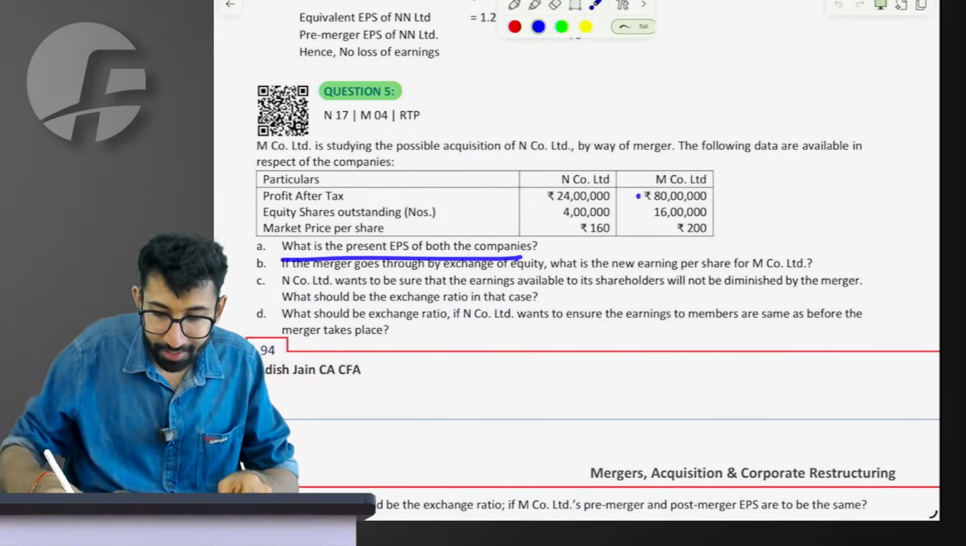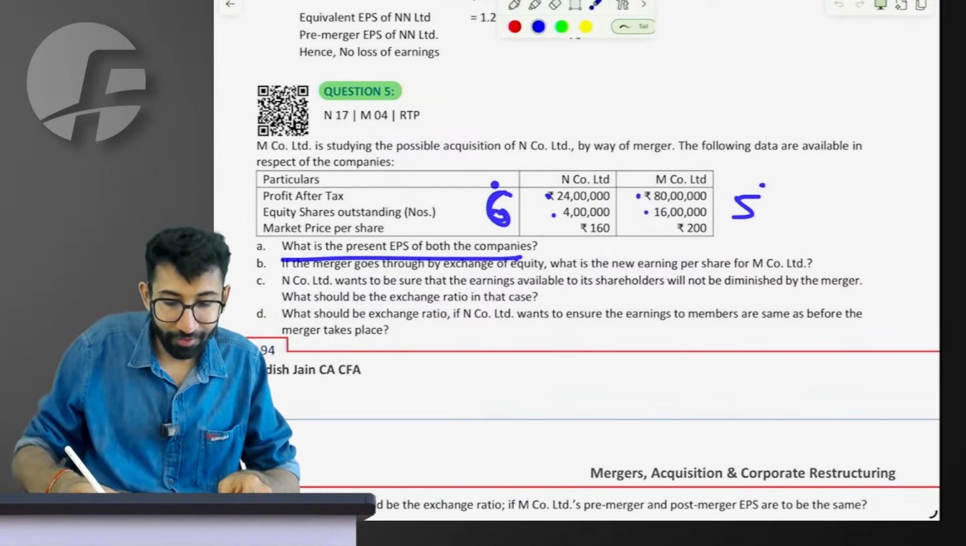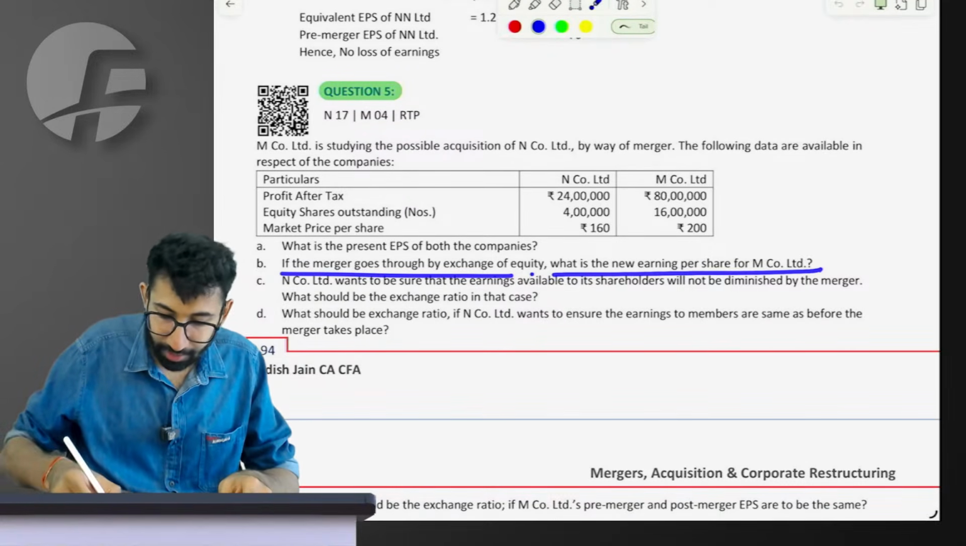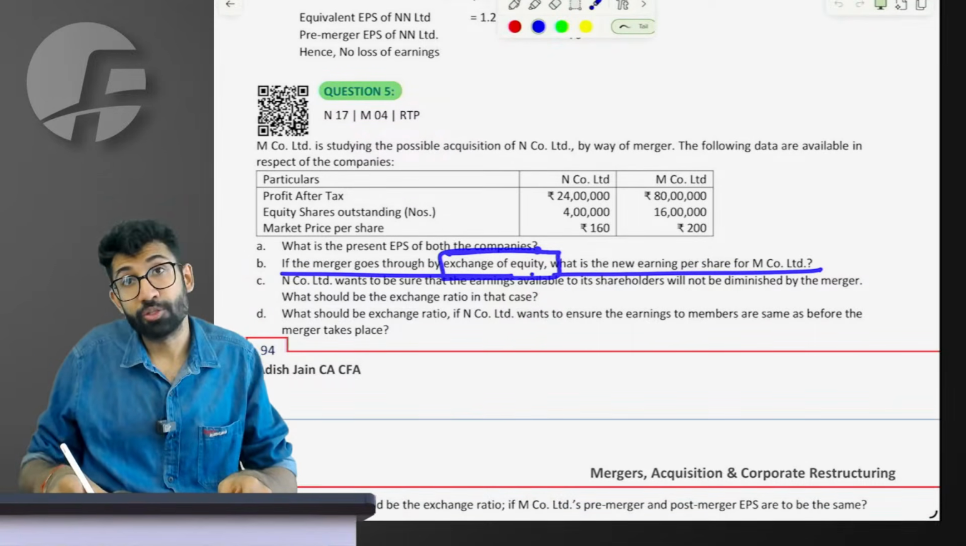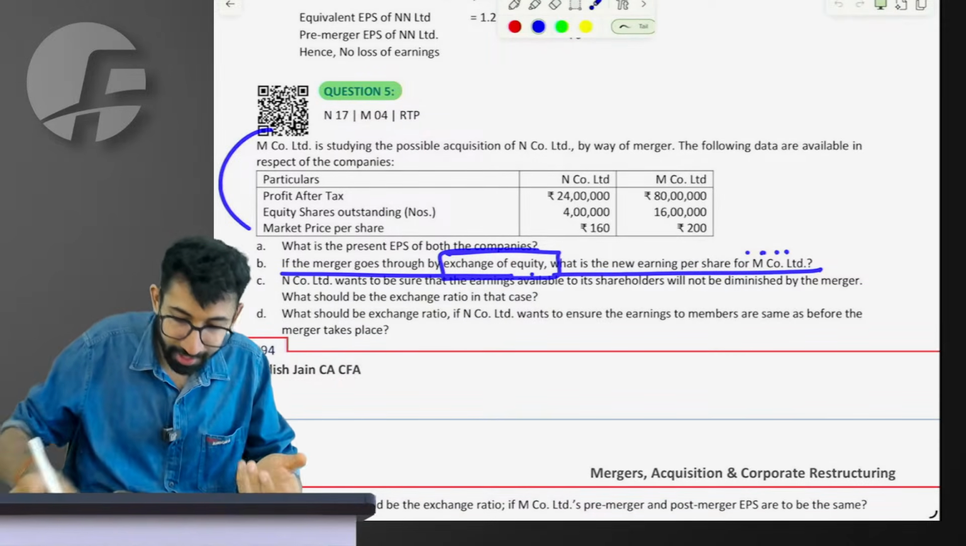What is the present EPS? 80 divided by 16 is 5, 24 divided by 4 is 6. So acquirer 5, target 6. If the merger goes by way of exchange, what is the new EPS? By exchange of equity, meaning if it is a stock deal, what is the new EPS? But where is the exchange ratio?